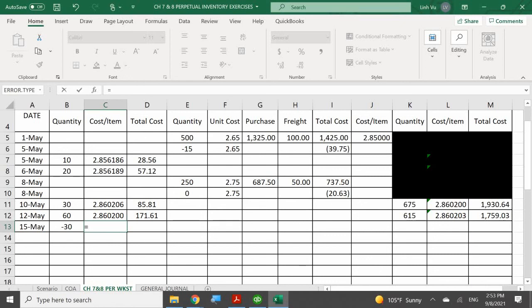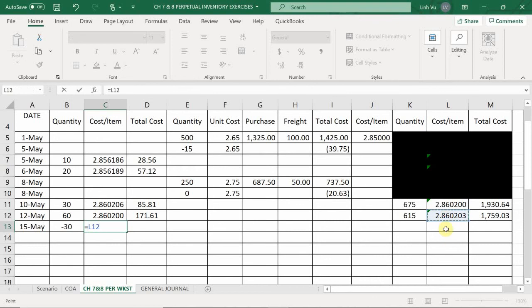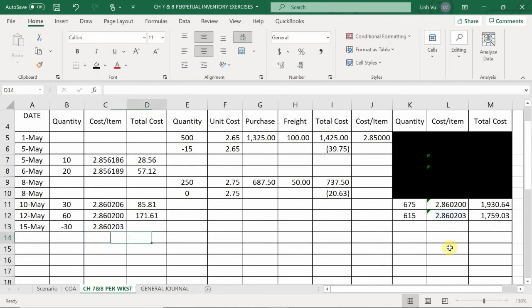Okay. Go ahead. $2.86. $2.8602. Yes. So in this case, we do need to recalculate this. So what is my total cost of goods sold? $85.81.